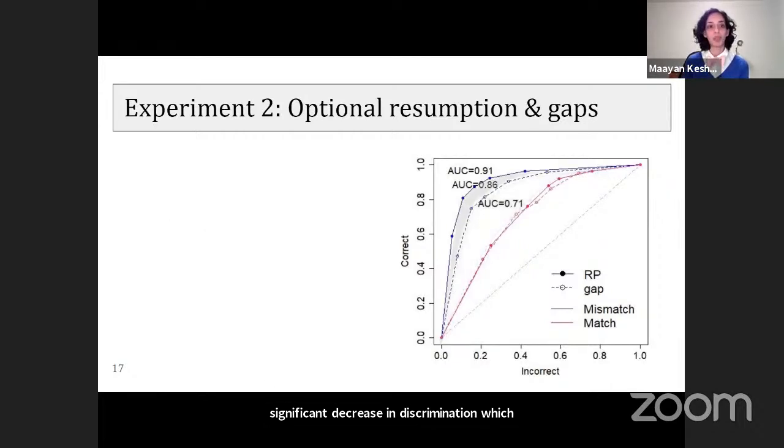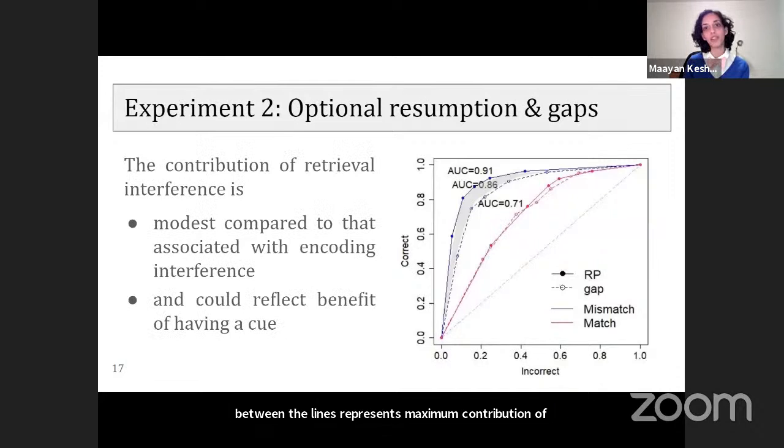So the difference between the 2 blue lines represents the maximal contribution of retrieval interference to the misinterpretations. And this is a rather modest contribution relative to that associated with the encoding interference. Moreover, it's likely to be an overestimate. So notice that the conditions where interference is predicted perfectly line up.